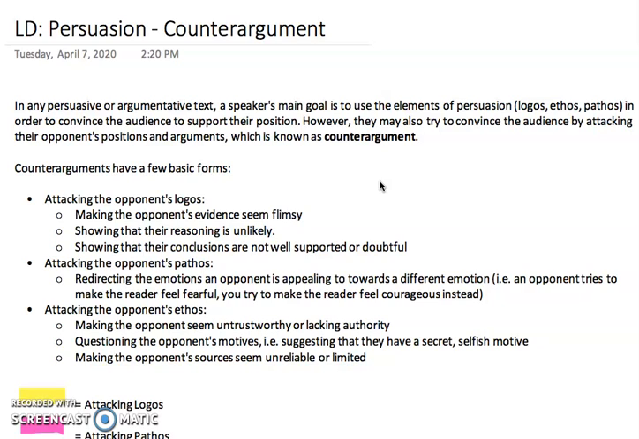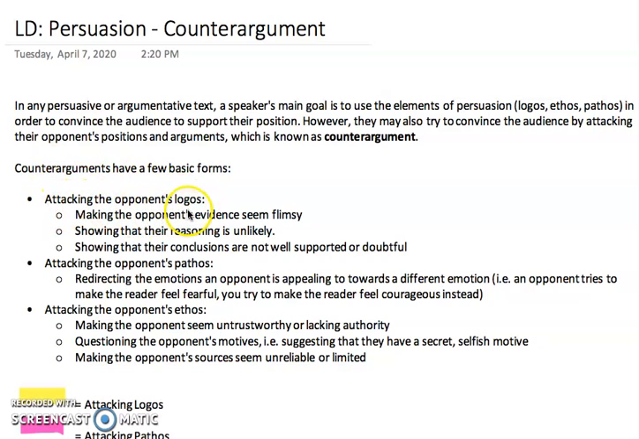So when we look at the counter-arguments that show up in persuasion, we essentially are looking at them just sort of like mirrors of the elements of persuasion right here, because essentially when we counter-argue, we're trying to make our opponent's elements of persuasion less effective. So we can do basically three things.